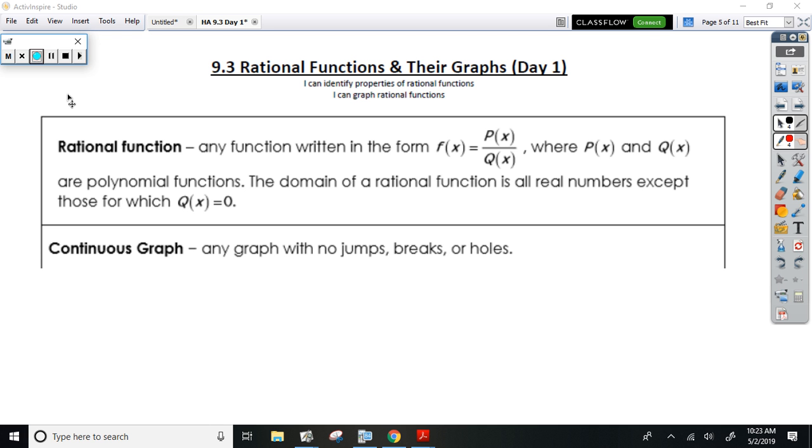Okay, so some vocab on the front. These are called rational functions and their graphs. Some of them will look like what we've been doing, like 1 over x minus 3, where we had 2 branches. But some of them will look a little bit crazy.